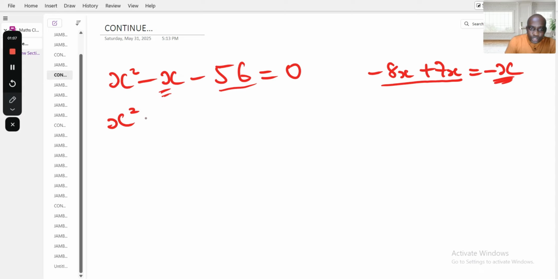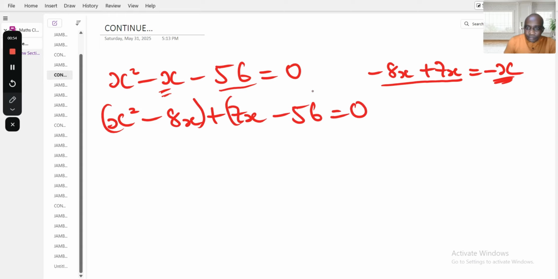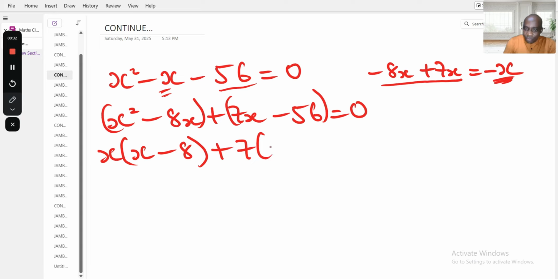Let's rewrite the equation. x² − 8x + 7x − 56 = 0. Let's form the brackets. What is the common factor within x² and 8x? It is x that is common here. This one will be left with 1x, this one will be left with 8. Plus, what can go within here? 7 can go. Therefore, we can see 7 here. How many 7s can we see in 56? 8. Therefore, we use 7 as a common factor. What is going to be left here? It will be left with x.